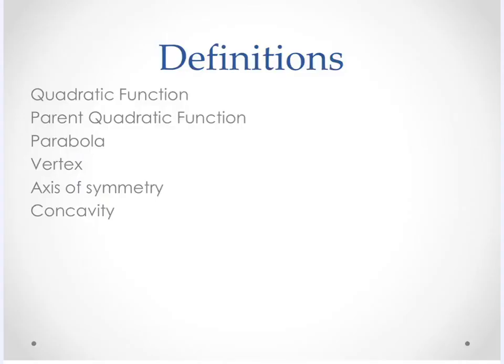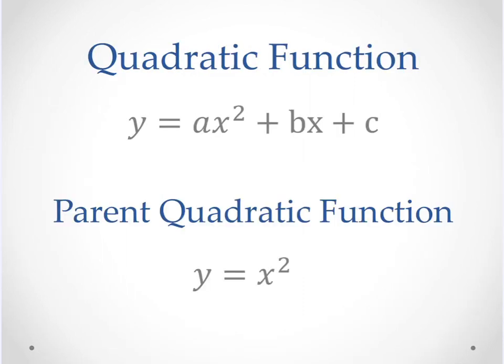Right? A couple of definitions that we have to be aware of. We know what a quadratic function is. We've seen it before. So a quadratic function in standard form looks like this: ax squared plus bx plus c. The parent quadratic function is just that with x squared. The parent quadratic function is going to be what we're comparing all of these quadratic functions to, right? So the parent quadratic function is just the very basic one.